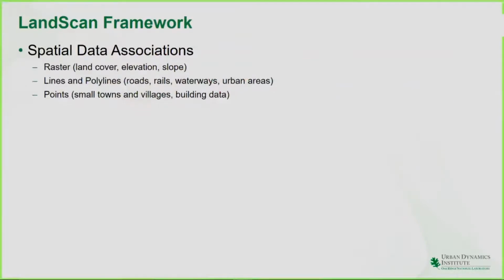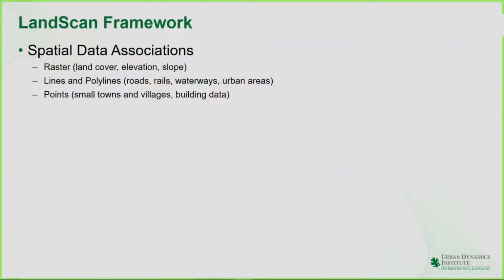So the LandScan framework is kind of 3 parts. Obviously it includes spatial data associations, whether it's raster, vector, or other types of data. For raster data, we of course include things like land cover, elevation, and slope, to understand the likelihood of where people are. Certain land cover will have higher likelihood of having people there. Certain elevations will exclude population from settling there. Certain slopes, same case.